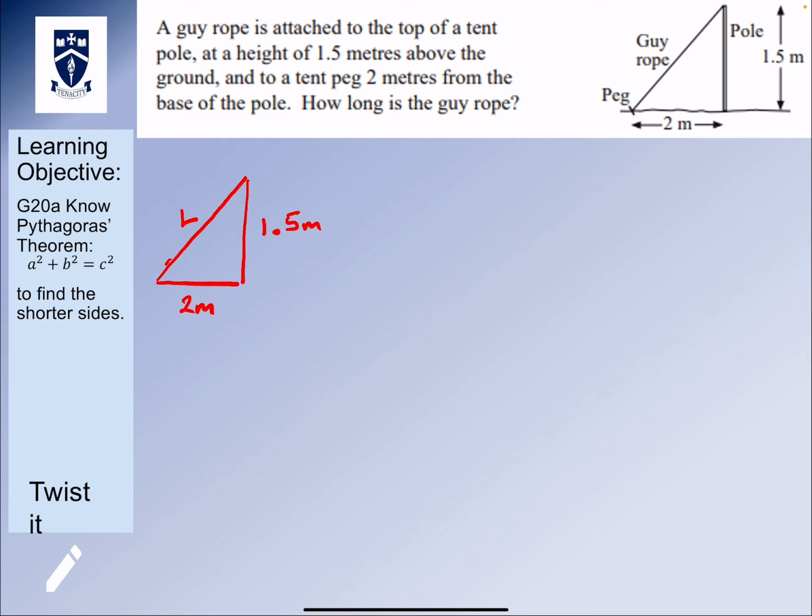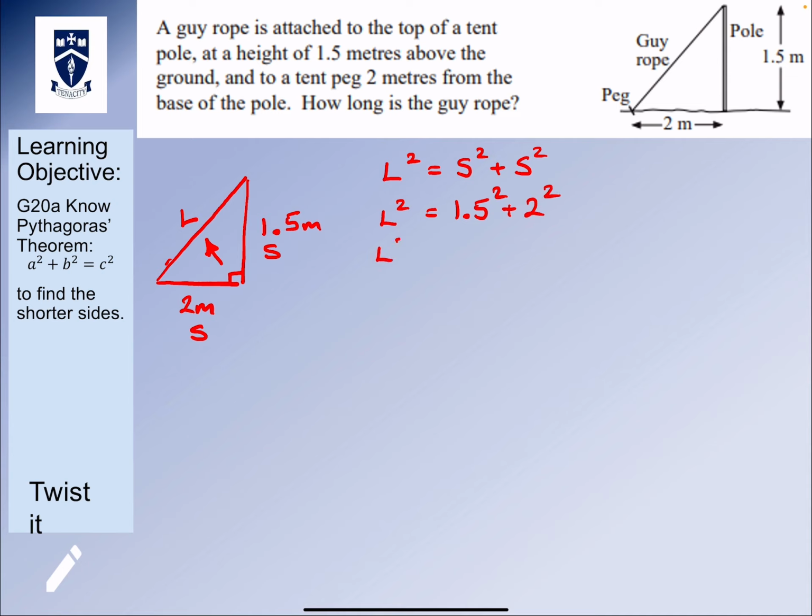Now I'm going to label my triangle. There's my right angle. My long side is the guy rope, the L. And these two here are going to be my short sides. So remember, we've got our sketch. I now need to make sure I write down Pythagoras' theorem. L squared is equal to S squared plus S squared. And in this question, we are trying to find the long side. So now, again, I'm going to change the letters into numbers. So I've got L squared is equal to 1.5 squared plus 2 squared.